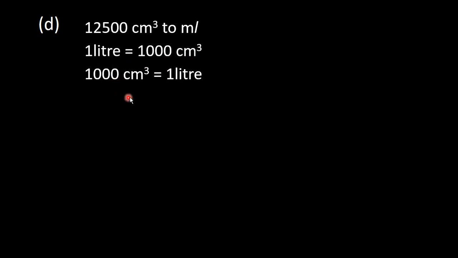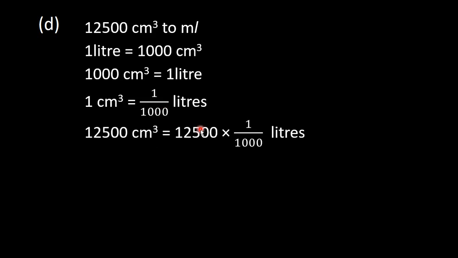And so, what about 1 centimeter cubed or 1 cubic centimeter? 1 cubic centimeter is going to be 1 divided by 1,000 liters. So 1 cubic centimeter is going to be 1 over 1,000 liters. And so, if I have 12,500 cubic centimeters, it is going to be 12,500 times 1 over 1,000, which will give me 12,500 divided by 1,000, that is 12.5. That's 12.5 liters.